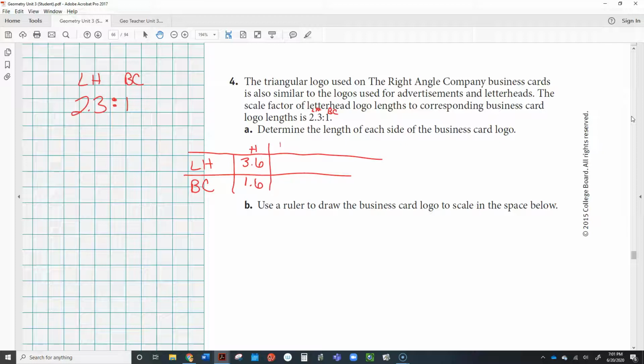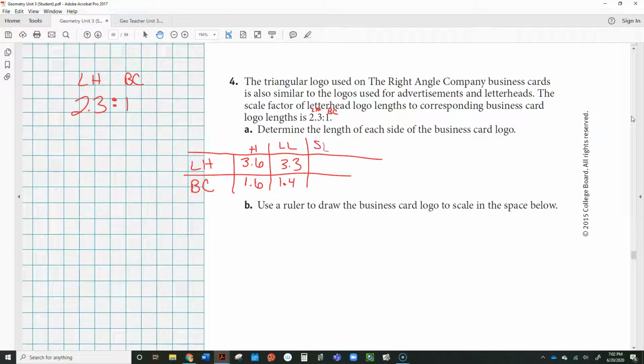Then we have the long leg. The long leg on the letterhead was 3.3. So we've got to reduce that in size. So we're going to divide it by 2.3, or you could say we're multiplying it by 1 over 2.3, which is the same thing as dividing it. So 3.3 divided by 2.3, and we get 1.4.